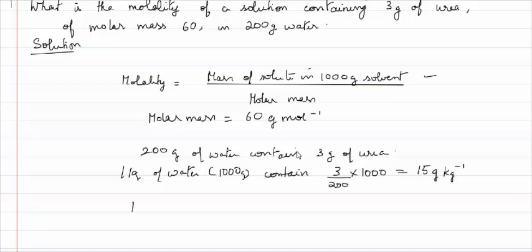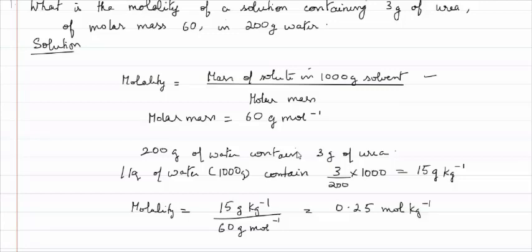This is equal to 15 grams of urea present per kg. So molality is equal to 15 grams per kg divided by 60 grams per mole, which is equal to 0.25 moles per kg, or 0.25 m.